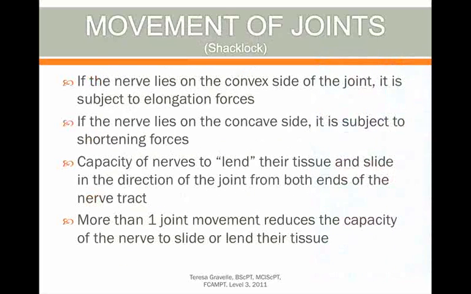Consider movement of the joints. If the nerve lies on the convex side of the joint, it is subject to elongation forces. If the nerve lies on the concave side, it is subject to shortening forces. So there is a capacity of the nerves to lend their tissue and slide in the direction of the joint from both ends of the nerve tract. If more than one joint is moving, this reduces the capacity of the nerve to slide or lend its tissue.